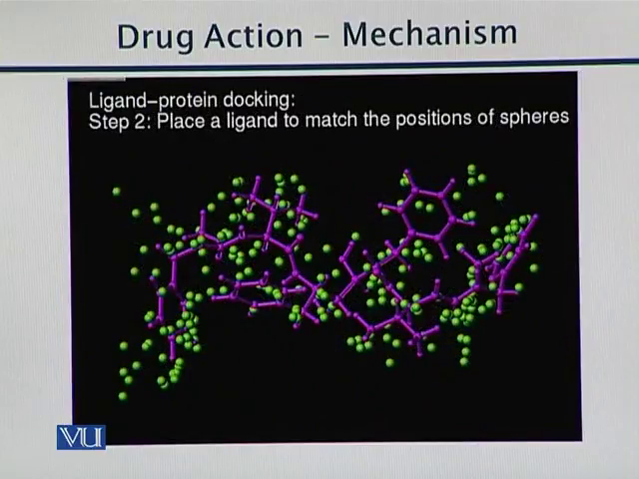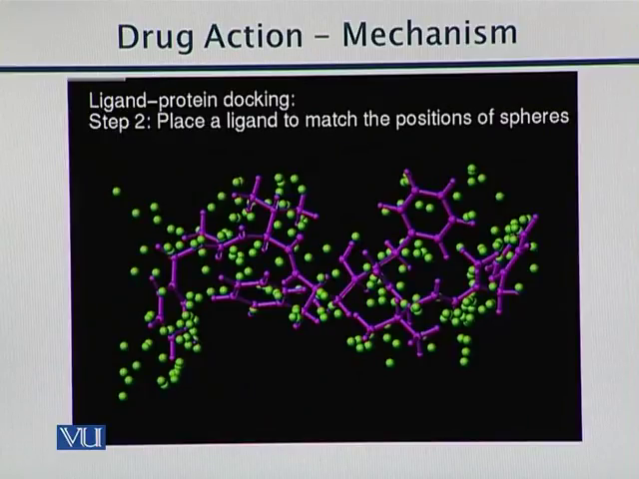So what is step 2? This is ligand protein docking. Step 1 was creation of spheres to fit a cavity, and now step 2 is to place a ligand to match the positions of spheres. As we said in the previous slide, we had different small spheres which were white in color. Now they are in green color. Now we are placing ligands to match the positions of different spheres as shown in this slide.